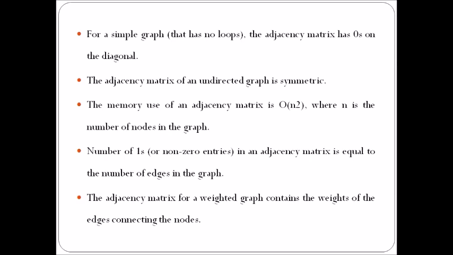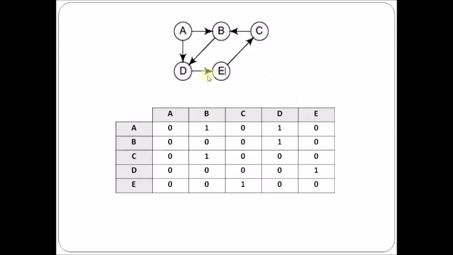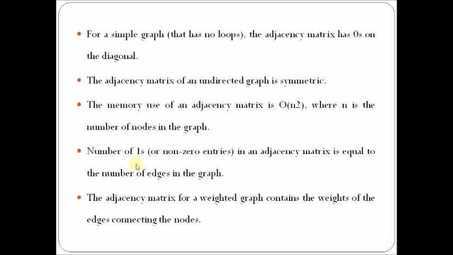Big O of n square, because as we can see there, if there are n number of nodes present in the graph, then for the given graph there are 5 nodes available. So 5 nodes on the row and 5 nodes on the column, and all the combinations of this, that is 25, that is row multiplied by column. Number of rows are n, number of columns are n. So n multiplied by n, the overall memory use of the adjacency matrix is big O of n square.